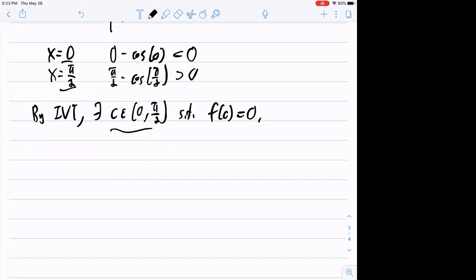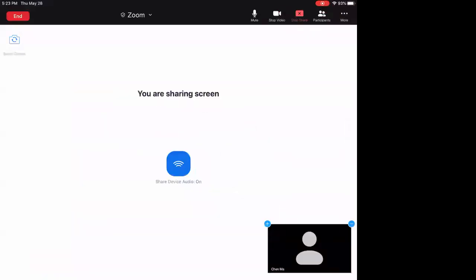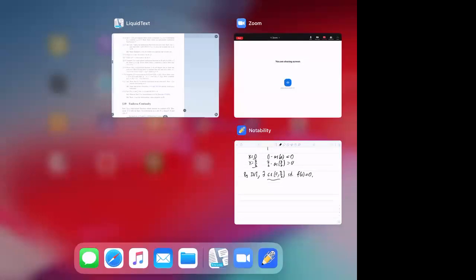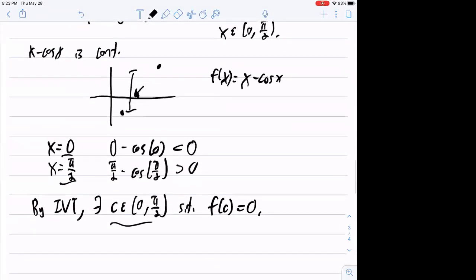Okay. Is everyone clear? Do we have to prove that x minus cosine x is continuous? I think that's clear enough. You could just say it. Okay. Yeah.